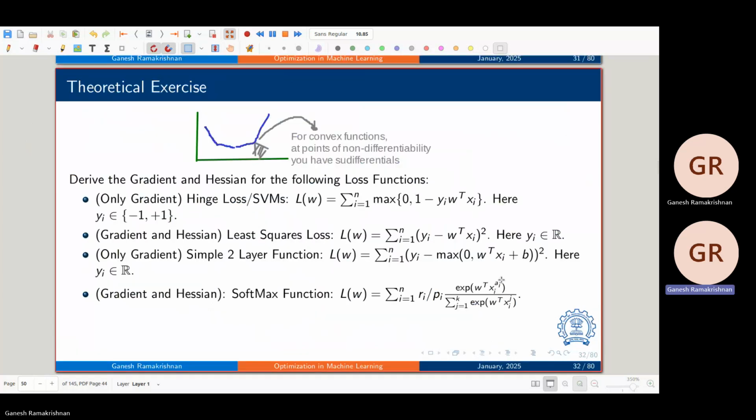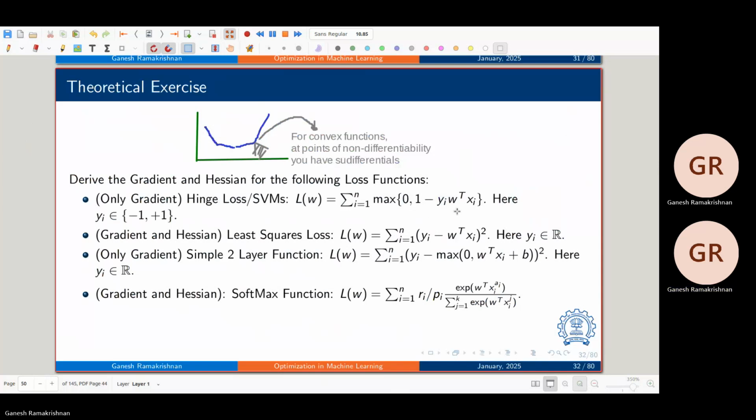Okay, so I had asked you to try out all these; this was posted as a homework problem. All these combinations compute the gradient. So only the gradient you could compute for the hinge loss SVM. That's not difficult at all, right? So here what you're trying to do is max of 0, shown here, max of 0 and 1 minus yi W transpose xi.